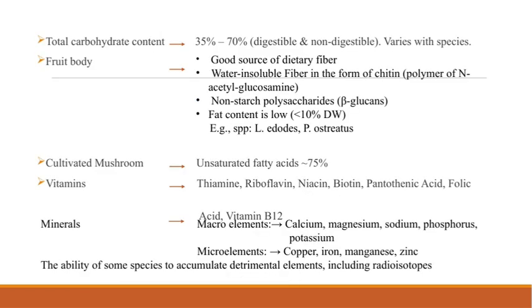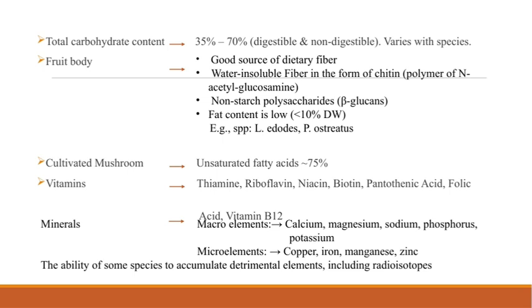Let's start by looking at the carbohydrate content in mushrooms. It can range quite a bit, from about 35% up to 70%, including both digestible and non-digestible carbohydrates. And this variation actually depends on the species we're talking about.